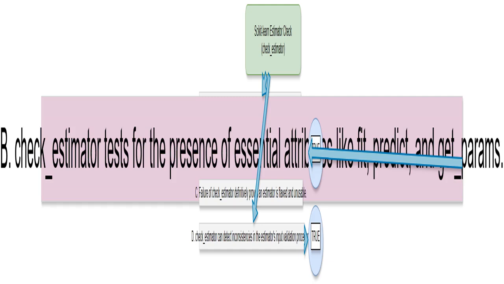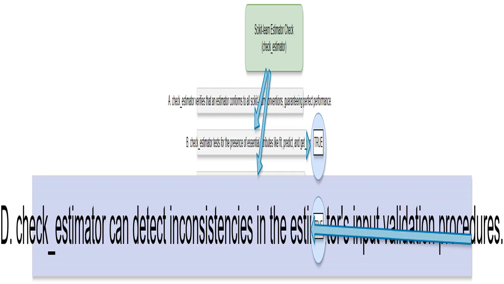_check_estimator verifies that the basic building blocks are in place. Think of it like checking if a car has an engine, wheels, and a steering wheel before you try to drive it. _fit, _predict and _get_params are essential methods for any scikit-learn estimator. Absolutely true.